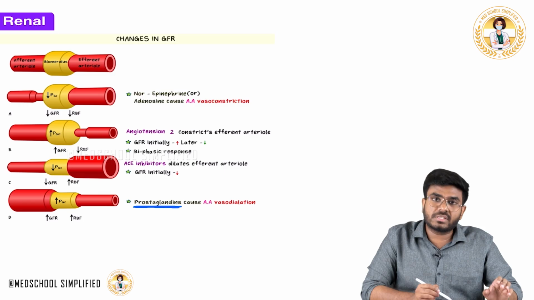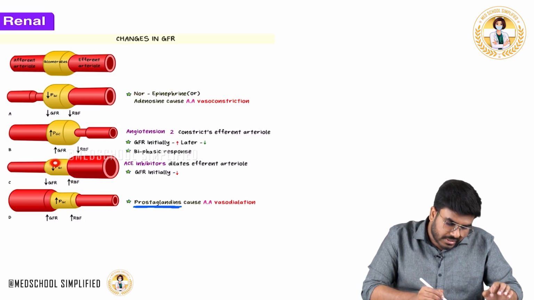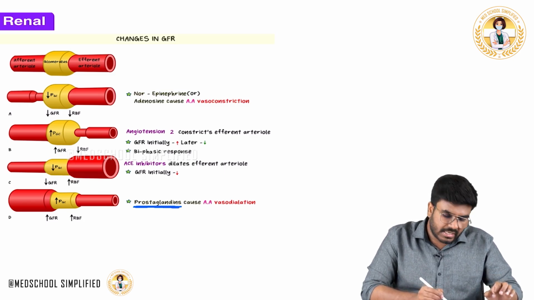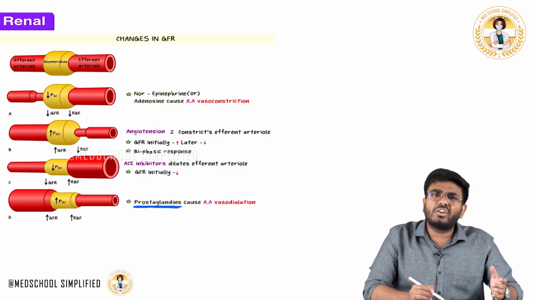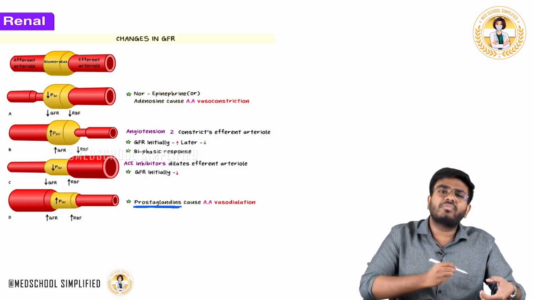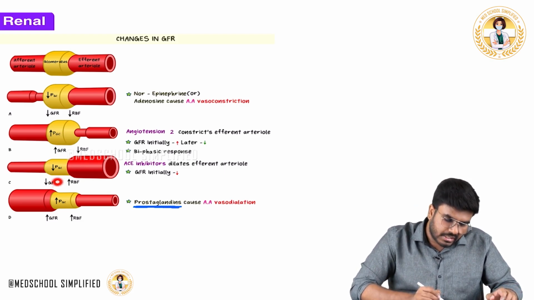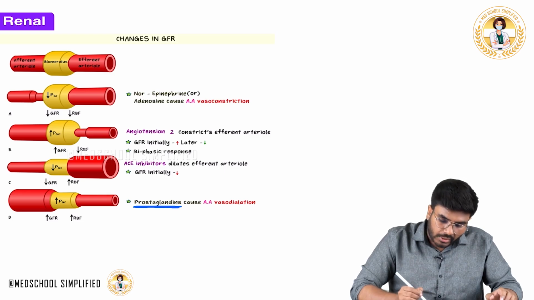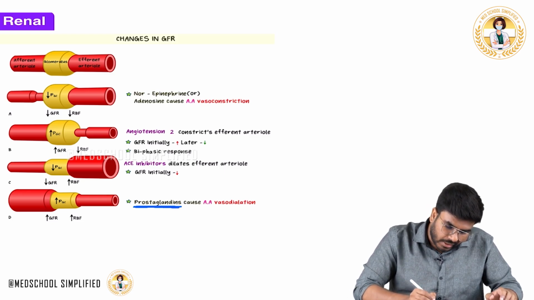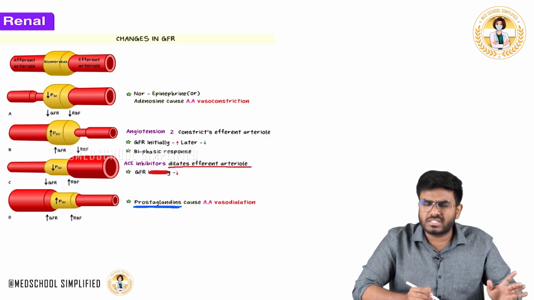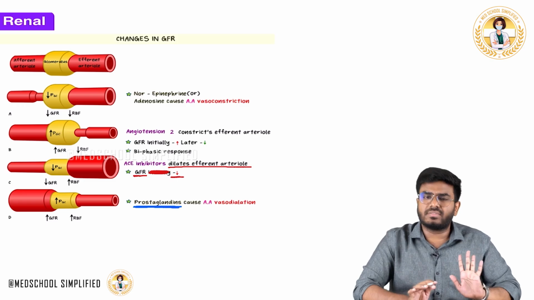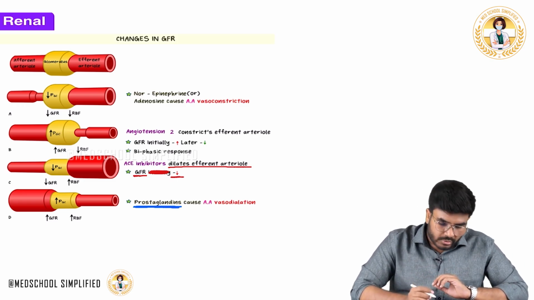So what happened to the hydrostatic pressure in the glomerular capillaries? The hydrostatic pressure in the glomerular capillaries decreases. Why? Because blood is not going to accumulate here. Blood is very easily going, because the resistance in the efferent arteriole became less. Now it is dilated, so very easily blood is going to go away from the capillaries. So hydrostatic pressure decreases, so GFR decreases. Whenever the efferent arteriole dilates, GFR decreases. That's it. Now the question is, who is going to dilate it?